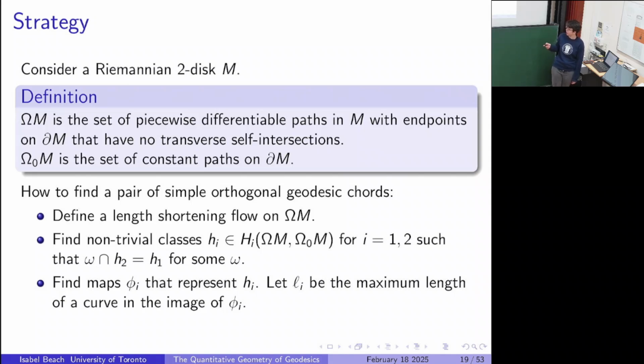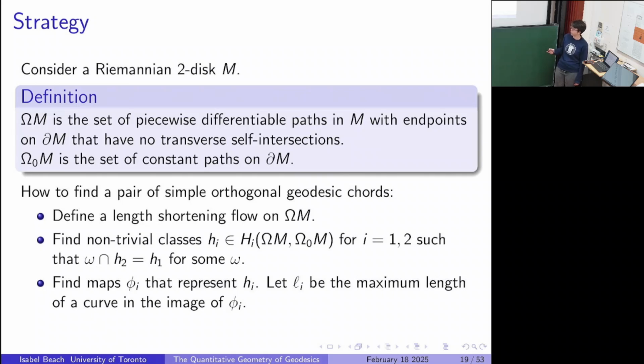So the first thing you have to do is define a length shortening flow in this space. And then you want to find some non-trivial homology classes in the space of paths modulo constant paths that are related by the cap product. It's going to turn out for us that we're going to have two non-trivial classes, so we're only going to get two chords. And the fact that they're related by this product means that you can apply the Lusternik-Schnirelmann type argument to prove that if the geodesics you get from each class coincide, you get an entire level set of geodesics with the same energy, with the same length. So this is going to allow us to ensure that our chords are distinct.